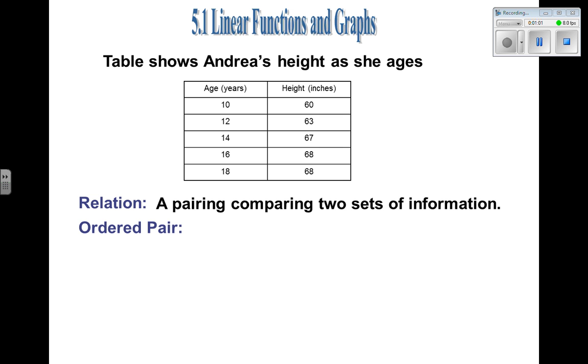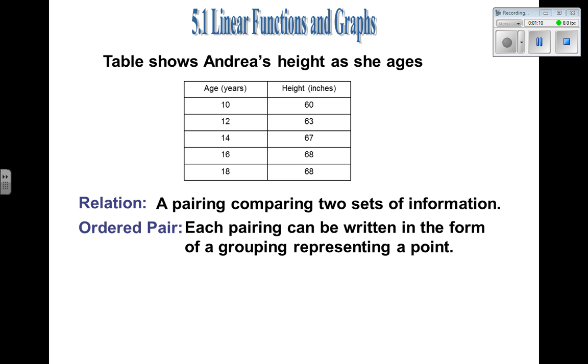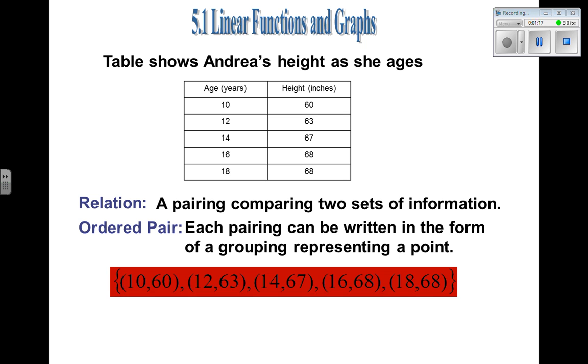Next definition, ordered pair. So again, put the video on pause and look up the definition of ordered pair. You'll see that each pairing can be written in the form of a grouping representing a point. So what I did here was I took each of the pairings of her age and her height and I wrote them in the form of a point. For example, 10 years old and 60 inches tall is the point 10, 60.